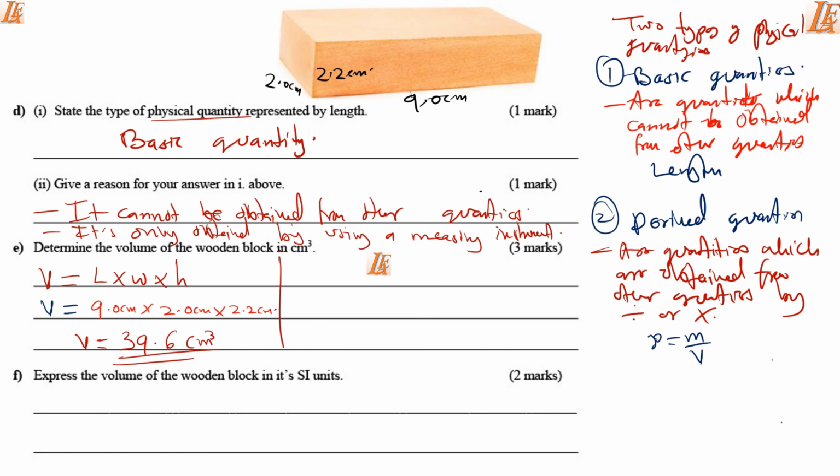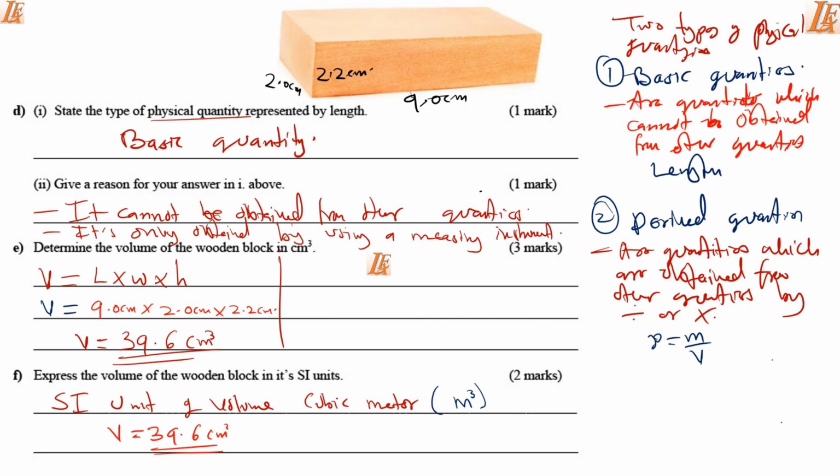Then the last question, in this case, express the volume of the wooden block in SI unit. Remember, the SI unit of volume is cubic meter, which is written as meter cubed. Therefore, in this case, we have to convert this volume in centimeter cubed, that is 39.6 centimeter cubed. We convert it to meter cubed.